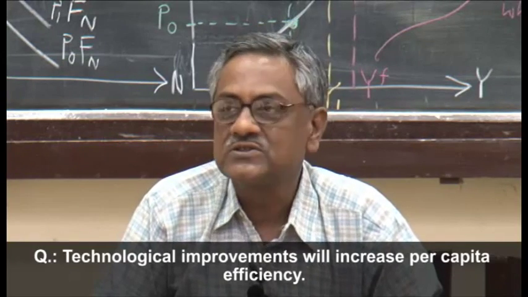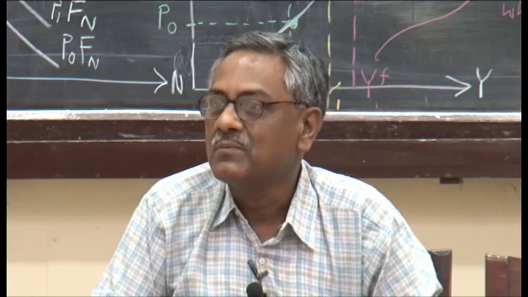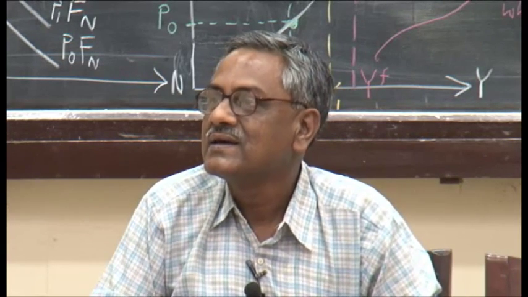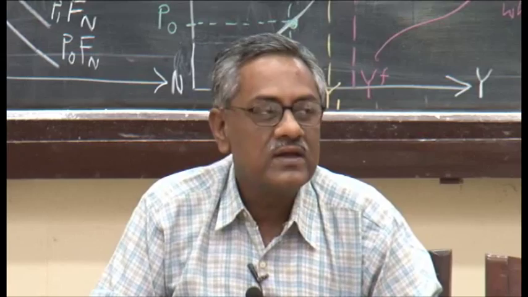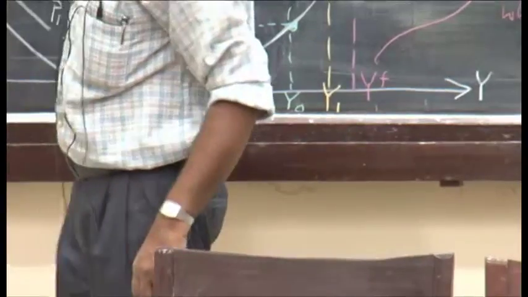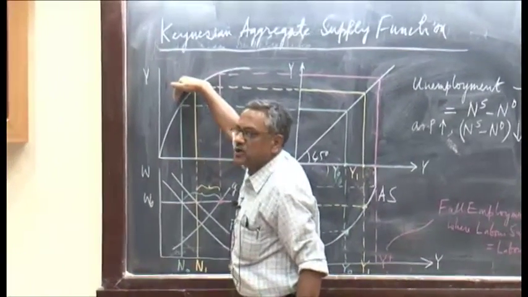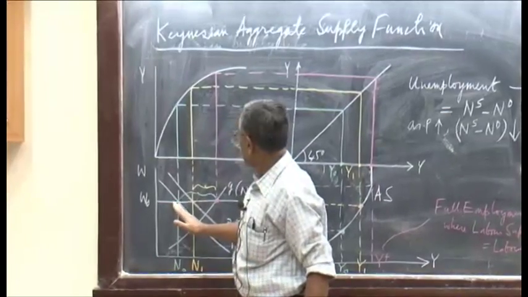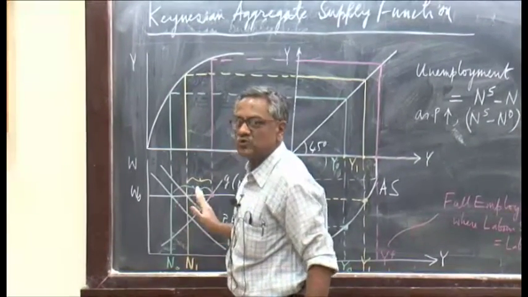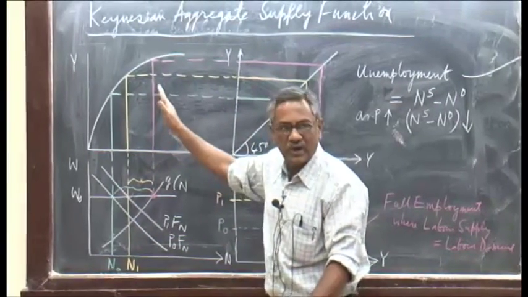Labor demand function. Improvement. Very good, very good. Per capita efficiency. So what will happen is for every labor hired, a better technology will give a higher output. So at that point, marginal product will increase. So the marginal product line for the same price will shift to the right. So more employment, more output, more productivity.